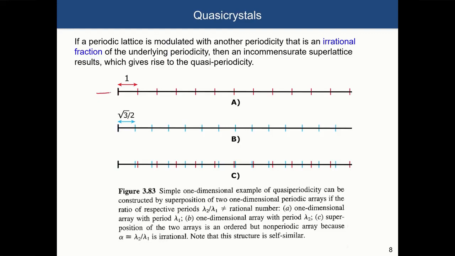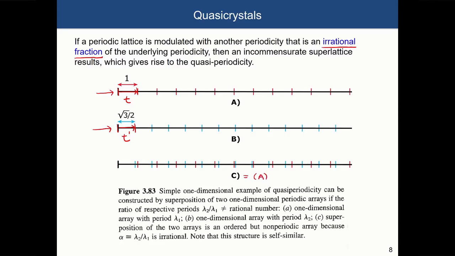In the first case, you have a crystal that has the basis vector t, and in the second example, you have t prime, and their ratio is an irrational fraction. In other words, in the first case, the length of this t vector is 1, and in the second case it is the square root of 3 over 2. Okay? So if you merge these two crystals, which in this particular case are crystals because they have long-range translational order, and put them together, what I will have in C is simply A plus B.